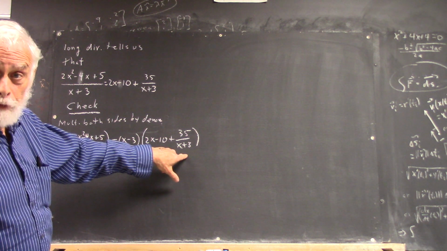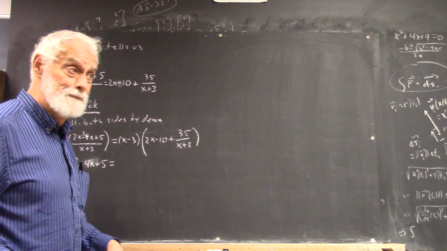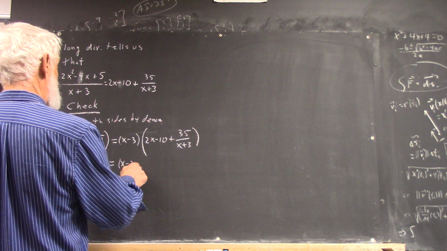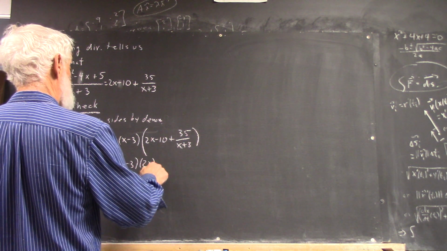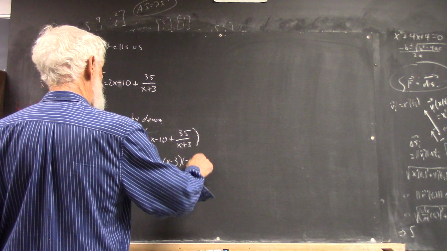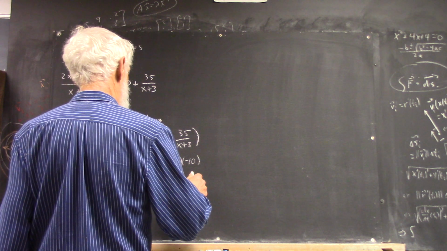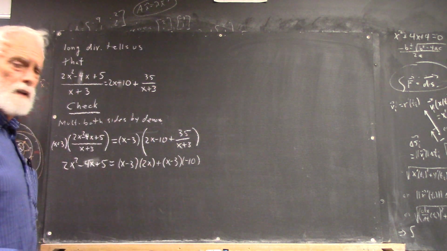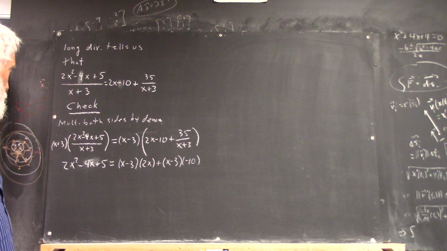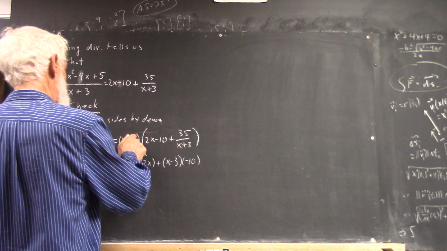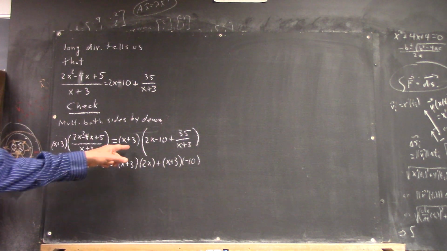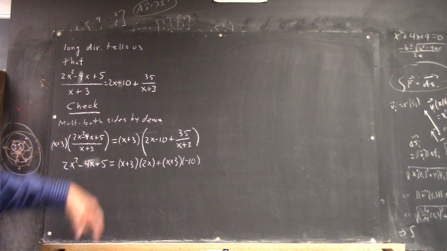Anyhow, I'm going to use a distributive law. Simple, I mean, x minus 3 times 2x plus x minus 3 times negative 10. Should be x plus 3. Huh? Should it be x plus 3? Okay, x plus 3. Yeah, if I multiply one side by x plus 3, I better multiply the other by x plus 3.